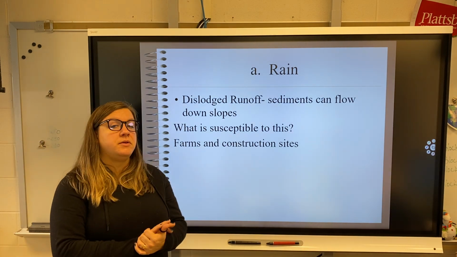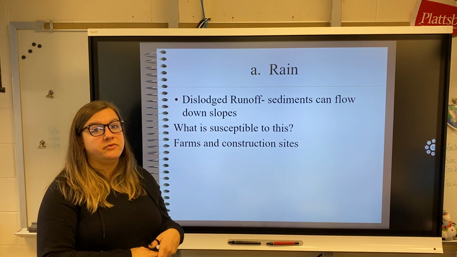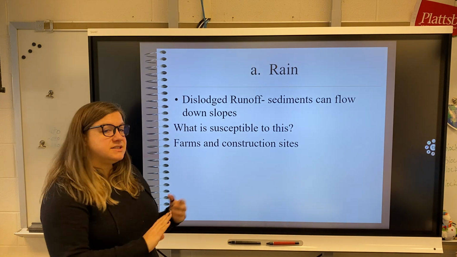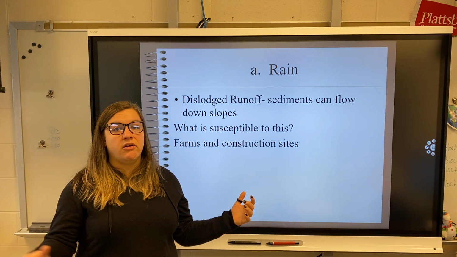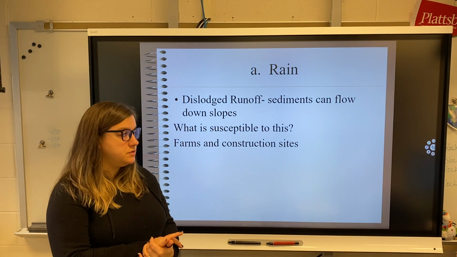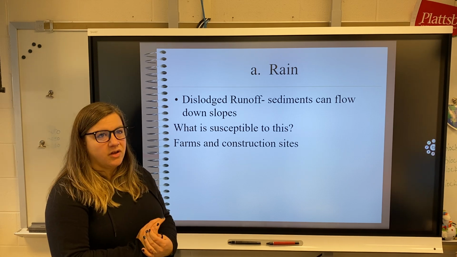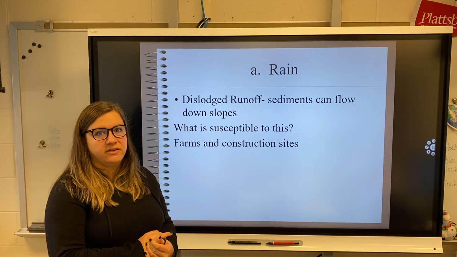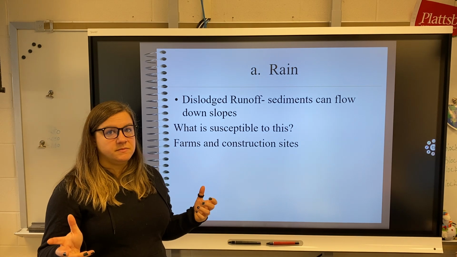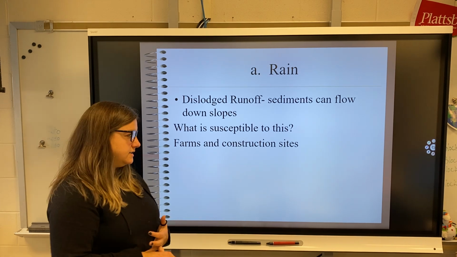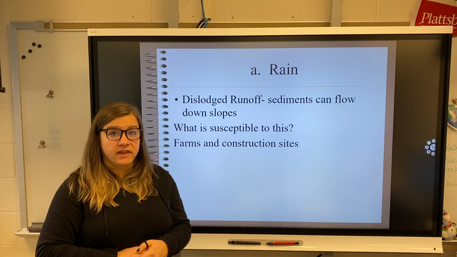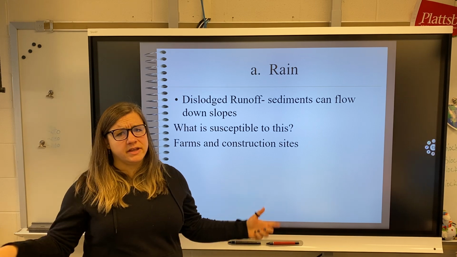Farms. Farms have to be really careful with these erosion movements with water, because a lot of times they're wide open fields, all of their soils and sediments are exposed. So they have to be careful of how they grow things and what they do. Because of those exposure times, it can cause a lot of runoff and different things like that. Construction sites are like that too, and it's all because they're wide open.